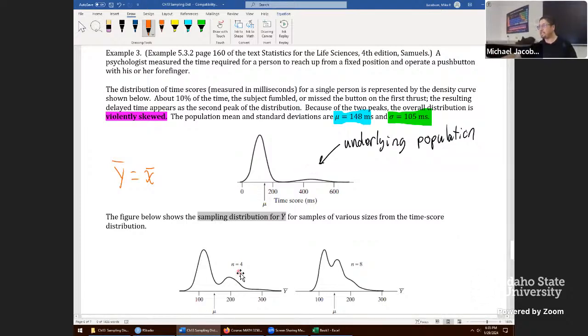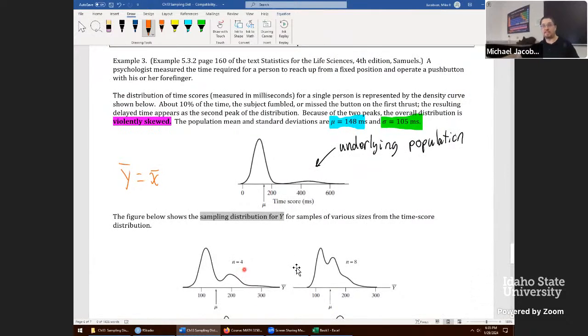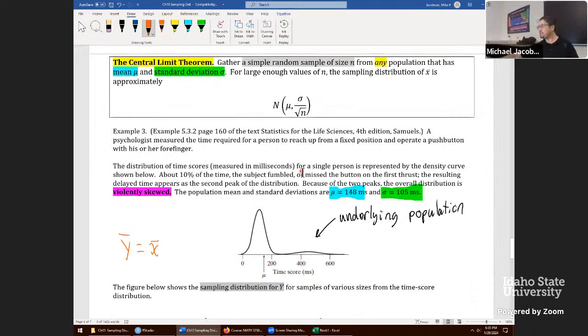But a sample size of 4 is really not great for us, and neither is 8. These are still right skewed distributions. These still have multiple peaks. They're multimodal distributions. And so this statement, for large enough n, the sampling distribution is approximately normal, is not quite right here. That's pretty off. The sample sizes were just too low. It was less about the underlying population.